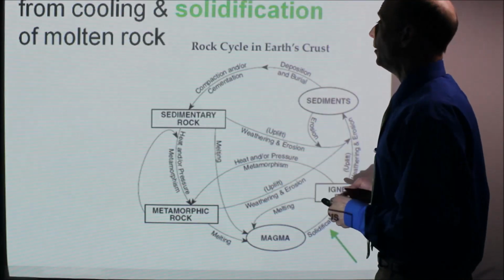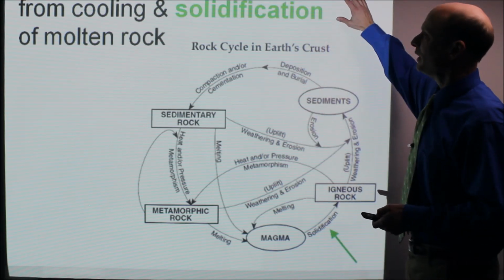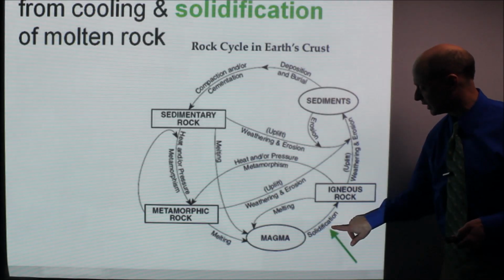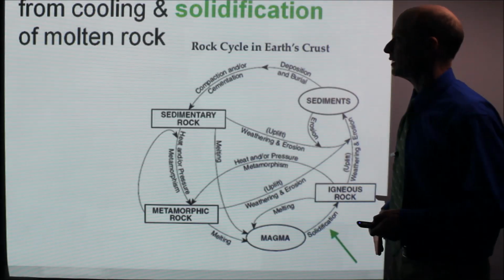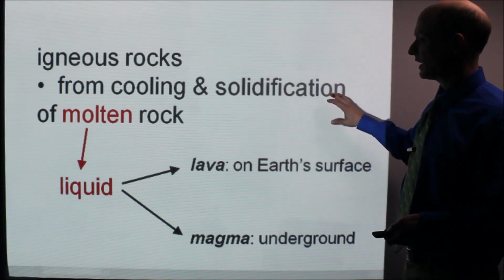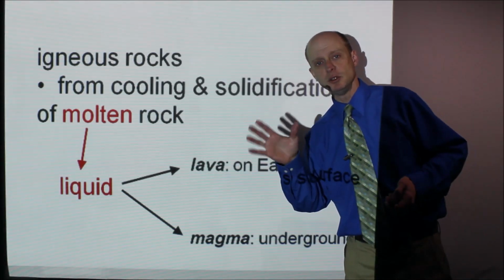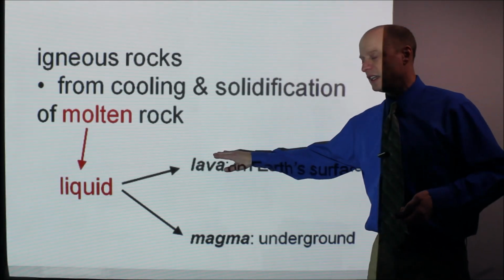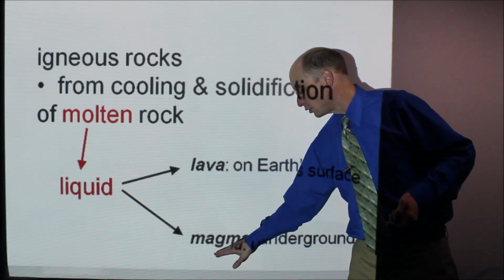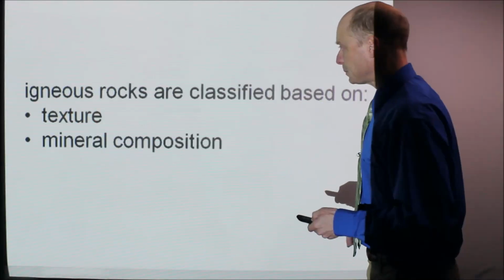And this is page 6 of the reference. Here's the rock cycle from the cooling and solidification of molten rock. So here, magma to igneous rock solidification. That's key. We'll get back to this. So igneous rocks are, again, from the cooling and solidification of molten rock. And liquid rock, we classify it, getting more detailed here, two separate ways. Lava is liquid rock on Earth's surface. And if it's underground, it's called magma. And that's liquid rock underground.